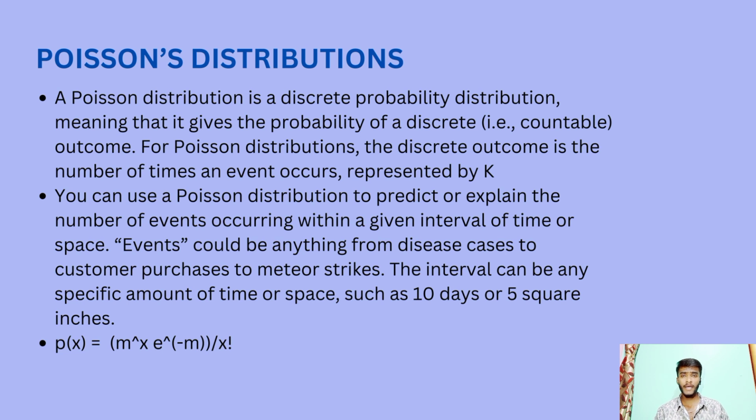P of x is equal to m power x, e power minus m, divided by x factorial.